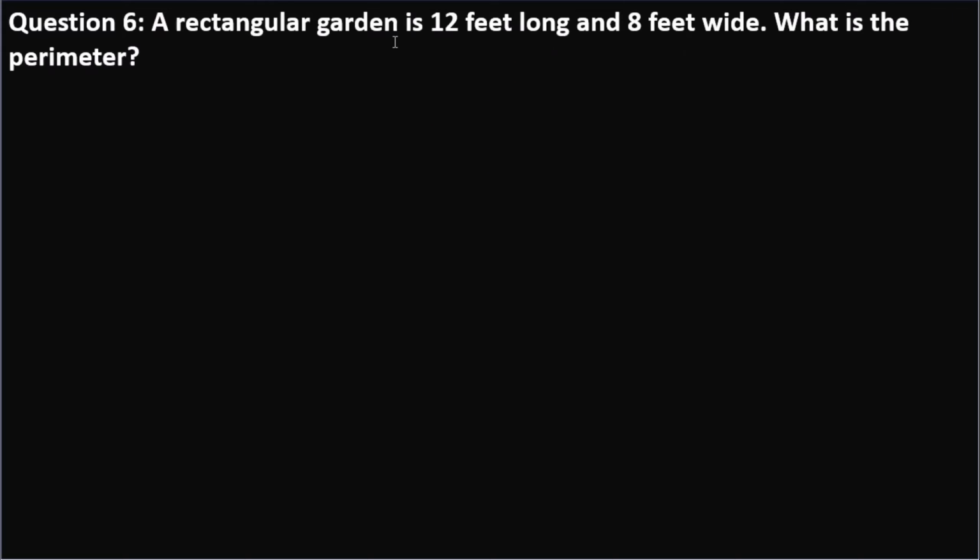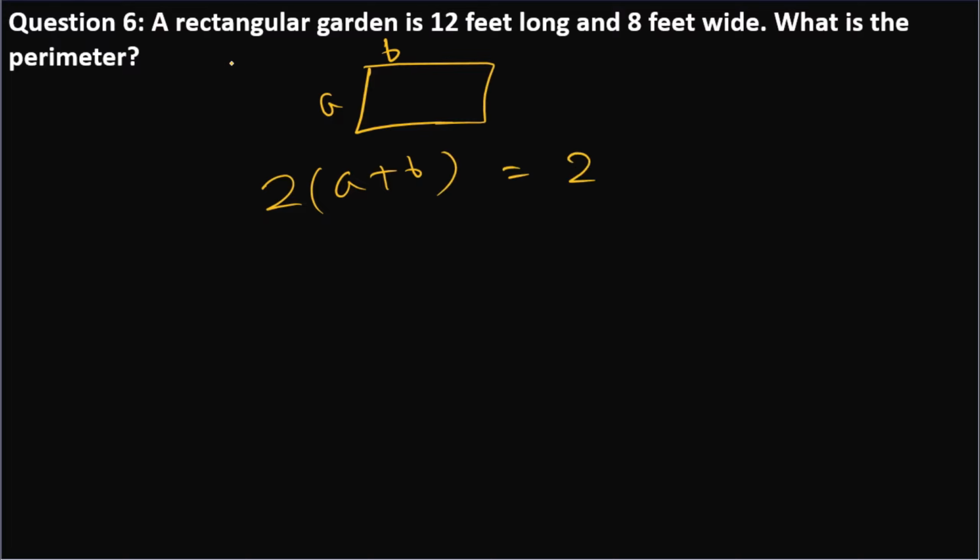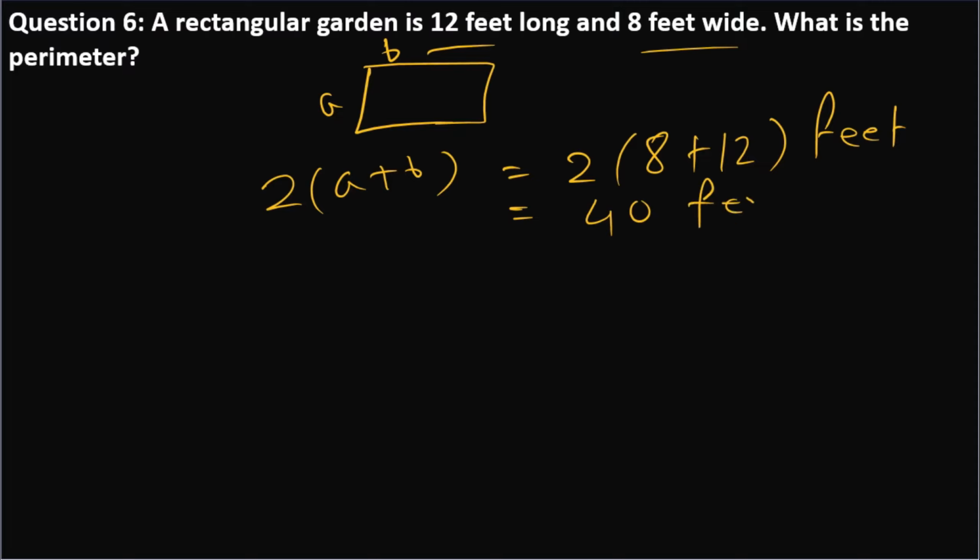And now a rectangular garden is 12 feet long and 8 feet wide. What is the perimeter? So the perimeter rule, as it's a rectangle with sides a and b, is 2 into a plus b. Okay, so 2 into a means the width, 8 feet, plus here length is 12 feet. So here we will get 8 plus 12, it's 20. 20 times 2 is 40 feet. This is the perimeter.